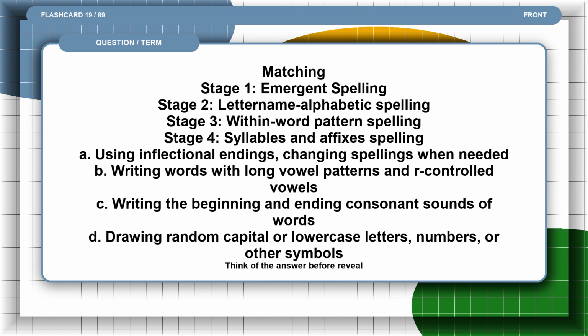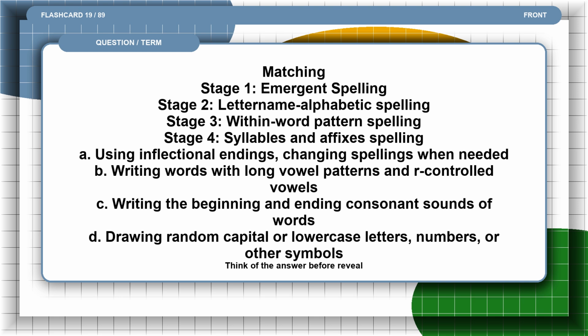Flashcard 19. Matching. Stage 1 Emergent spelling. Stage 2 Letter name alphabetic spelling. Stage 3 Within word pattern spelling. Stage 4 Syllables and affixes spelling. A. Using inflectional endings, changing spellings when needed. B. Writing words with long vowel patterns and R-controlled vowels. C. Writing the beginning and ending consonant sounds of words. D. Drawing random capital or lowercase letters, numbers, or other symbols.